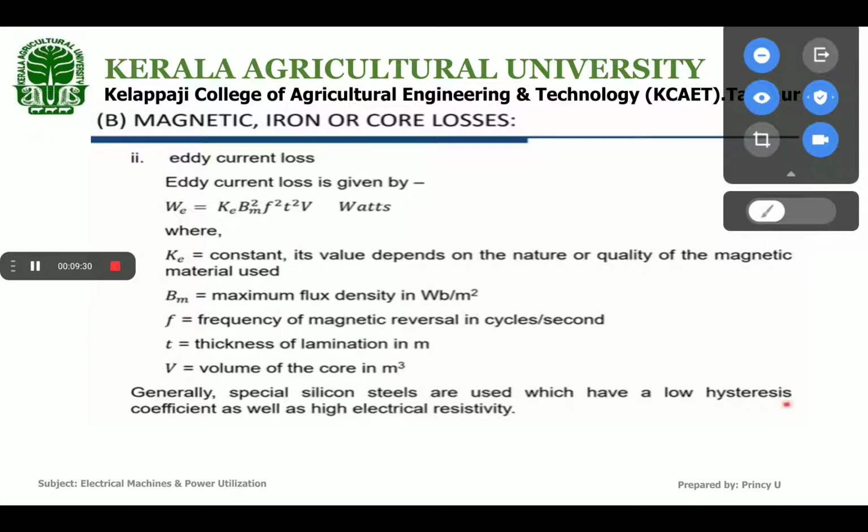The equation for eddy current loss is WE equals KE Bm square F square T square V watts, where KE is the eddy current constant, Bm is the maximum flux density, F is frequency, T is the thickness of lamination, and V is the volume of core. We have already studied in the transformer the same losses; these iron losses come in the DC machine also.